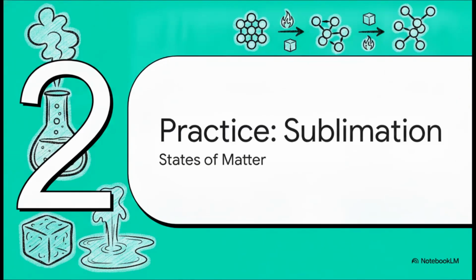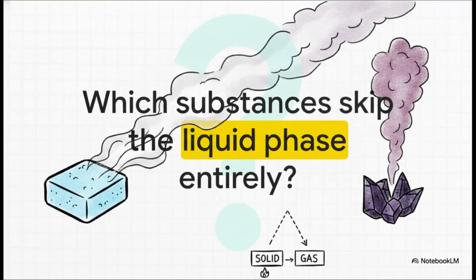Moving right along to Section 2, practice on states and sublimation. Now, nature is rarely just static, right? When we introduce energy, like heat, we trigger some seriously fascinating shifts. So I've got a quick question for you. We all know that when we add heat, most solids melt into liquids, and then eventually they boil into a gas. But can you name the substances that pull off a literal disappearing act by transitioning directly from a solid straight into a gas? Take a second and think about it.